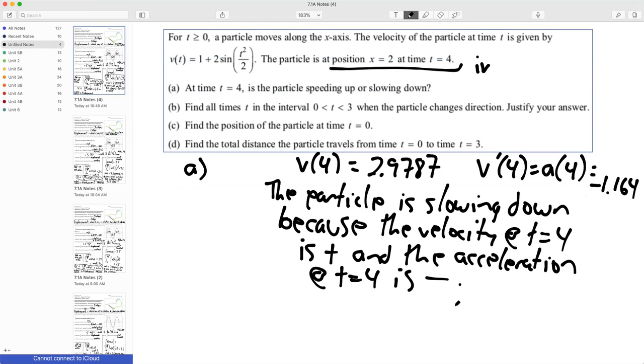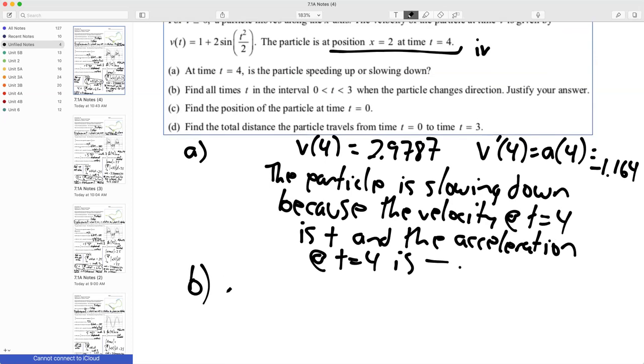That's part A. Part B says find all times t in the interval between 0 and 3, so we're not including endpoints, when the particle changes direction. Justify your answer. Okay, so let's justify it first. How do we find when it changes direction? The velocity must be 0 and there's got to be a sign change.